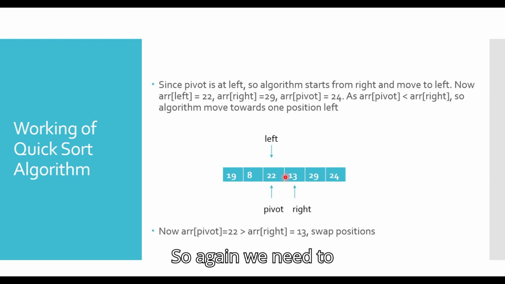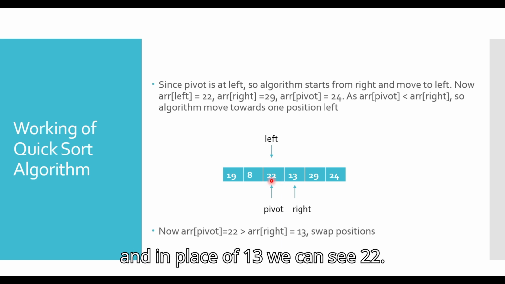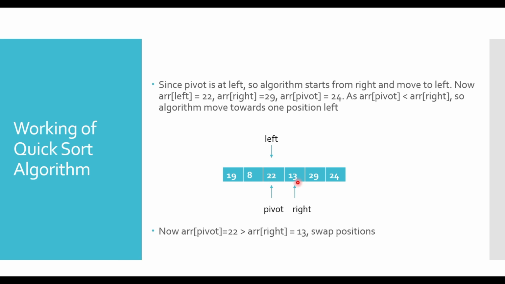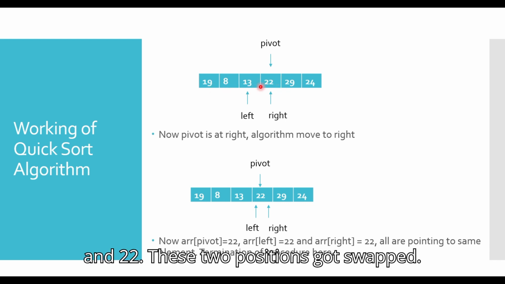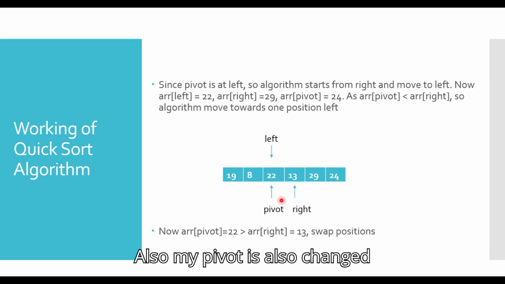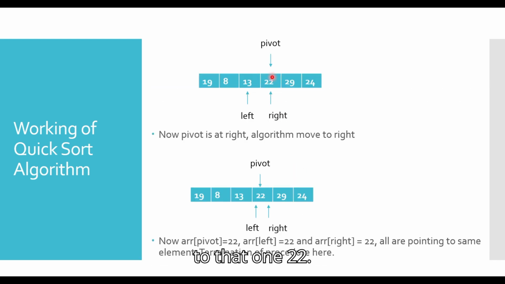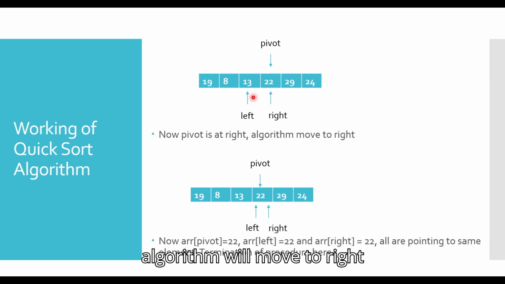So again we need to swap the positions, so that in place of 22 we can see 13, and in place of 13 we can see 22. So like this we can see 19, 8, 13 and 22, these two positions got swapped. Also my pivot is changed to that one, 22. Okay, so now pivot is on the right side, so the algorithm will move to the right.